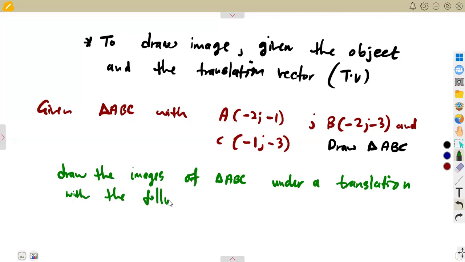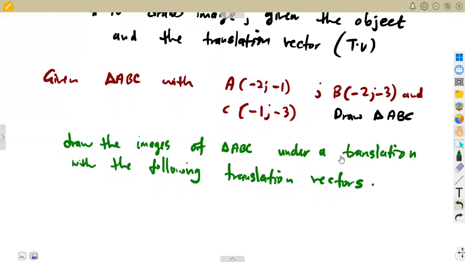So under a translation, let us just say with the following translation vectors. Under exam conditions, they are just going to give you one translation vector. Draw the image of triangle ABC given the translation vector. Once you are given the translation vector, you know that the translation vector is used when I'm working with a translation. But in this case, because we want to have a revision, we're just going to have a lot of translation vectors.